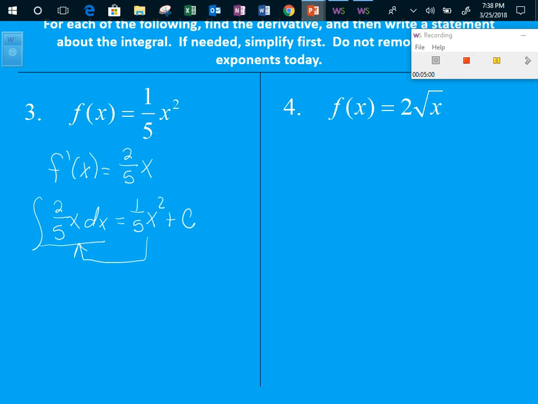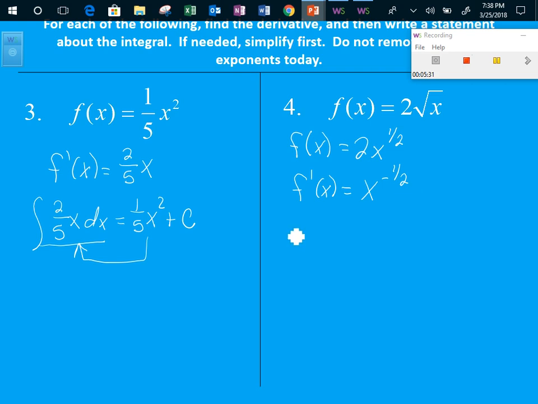Here's my number 4. Whether we're in antiderivatives or derivatives, we still need to simplify if we can first. We still need to write them as rational expressions if we can also. So f of x is 2x to the 1/2. This derivative then becomes, bring that 1/2 down times the 2. So this derivative becomes x to the negative 1/2.